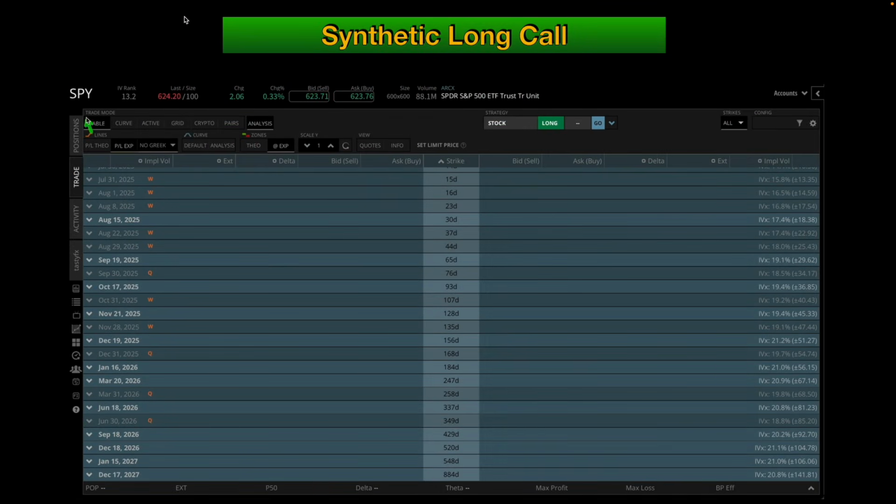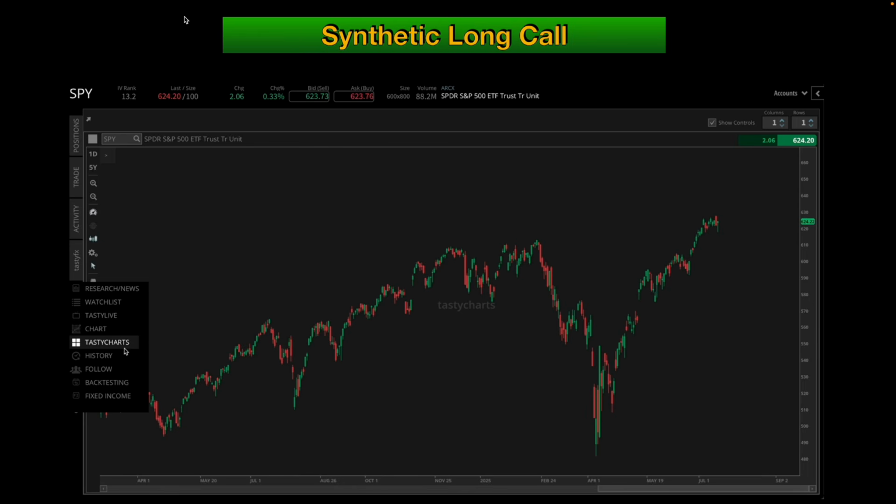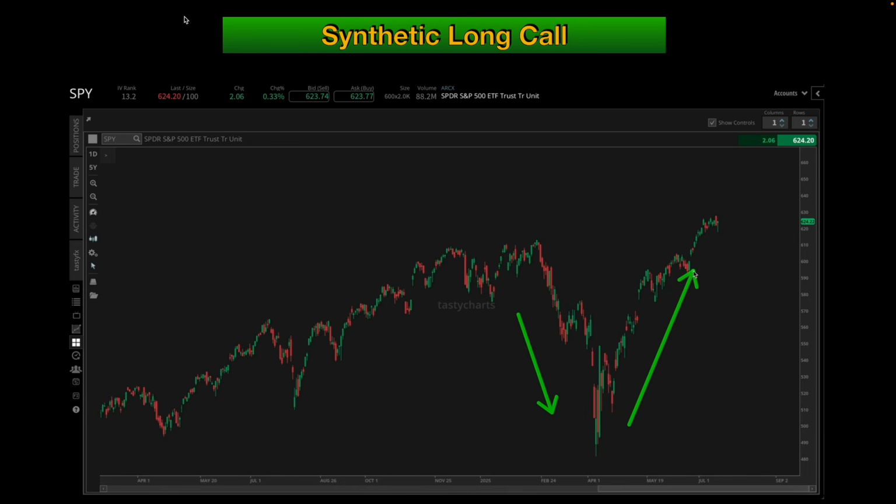So let's hop into the tastytrade platform to demonstrate what we just discussed. And you can see here I have SPY populated in the trade tab. Let's bring up the tasty charts to take a look at what's been going on in SPY. You can see here that early in the year we had some weakness followed by a strong rebound. And for the sake of this example, we're going to assume that I'm cautiously optimistic that SPY will continue to be strong into the end of the year.